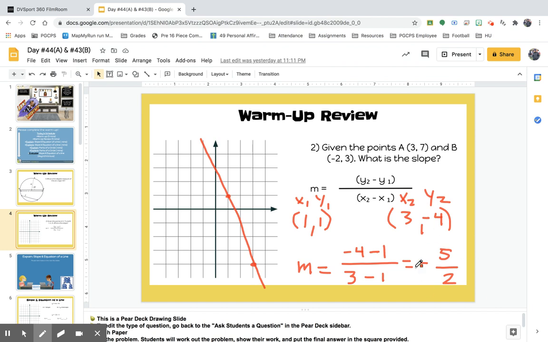So any time you're given 2 coordinate points, like we will for the warm-up for 3, 5, and 3, 8, right? For day 44 for my A class, day 43 for my B class, right? This is how we're going to execute this problem. Hopefully this brought you some clarity. If you guys got any questions, please let me know.